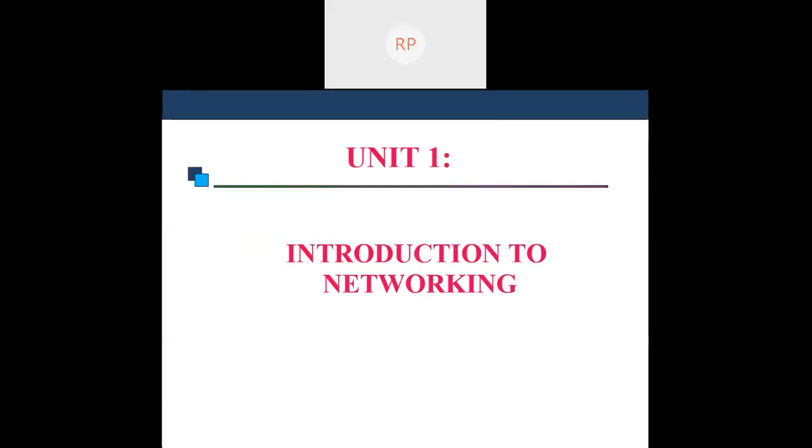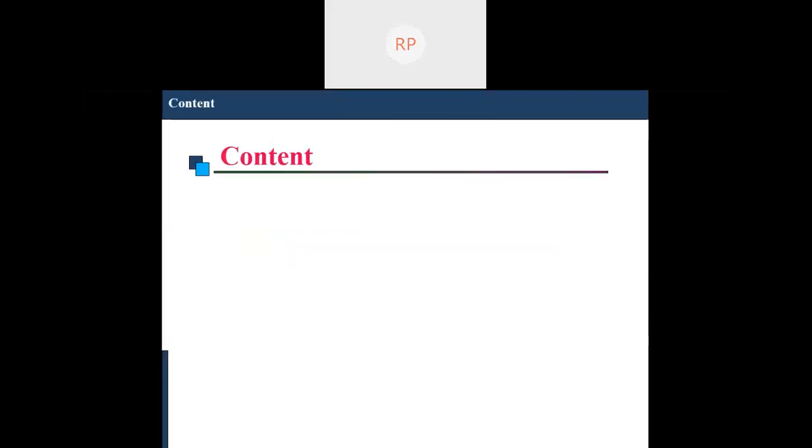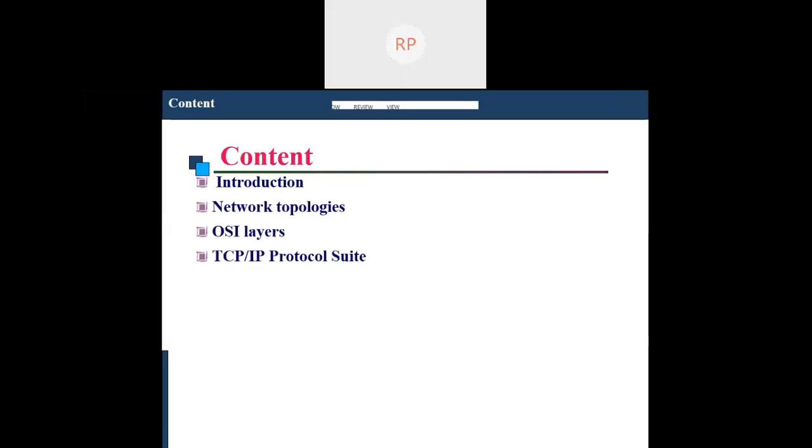In that unit, you have to discuss all the basic fundamentals about the computer network. So the content for that unit is as follows. First one is the introduction about computer network. Then what are the different network topologies? You have to study it already. Then the OSI layer, then the TCP/IP protocol suite. Then next one is the distance vector and link state routing algorithms.